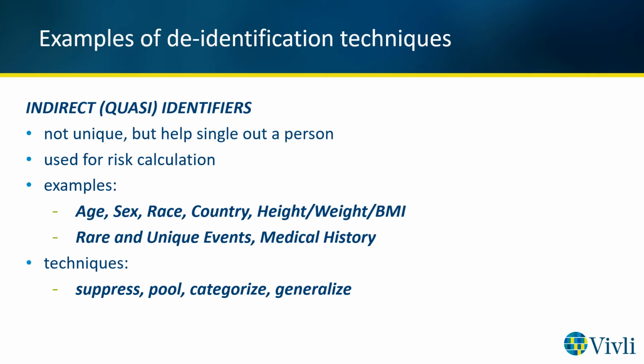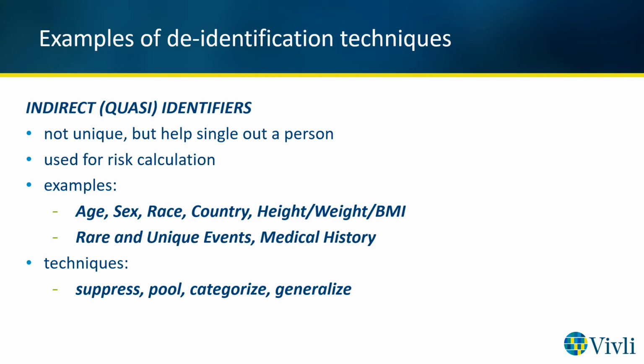The second group is quasi-identifiers, also known as indirect identifiers. These details are not unique to a person, but can help single out a person in a dataset, especially when used in combination with other quasi-identifiers. It is these variables that are used for the calculation of the residual risk of re-identification. Typical examples are age, sex, race, country, body measurement, but also rare and unique events, findings, or medical history.